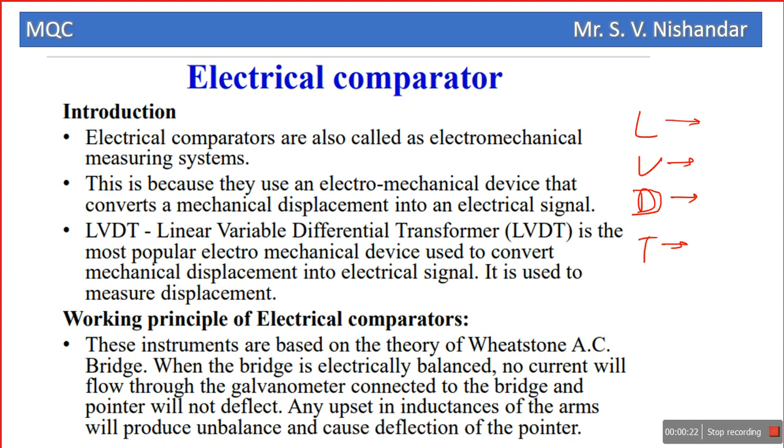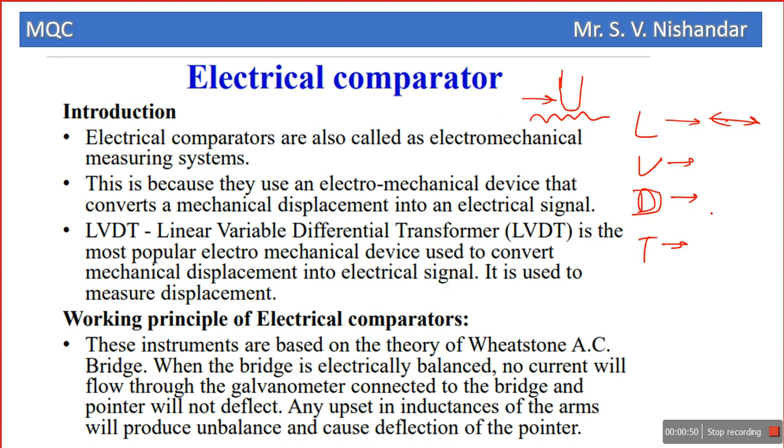The L stands for linear. With the help of LVDT you can measure the linear displacement. Why is it called variable? If you vary the distance, it can also sense that. Like the plunger in all types of comparators, which is continuously moving over the surfaces, that variation can also be measured.